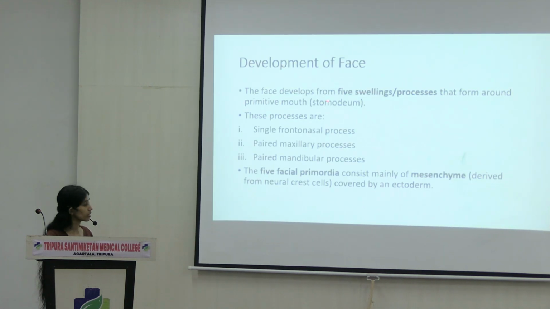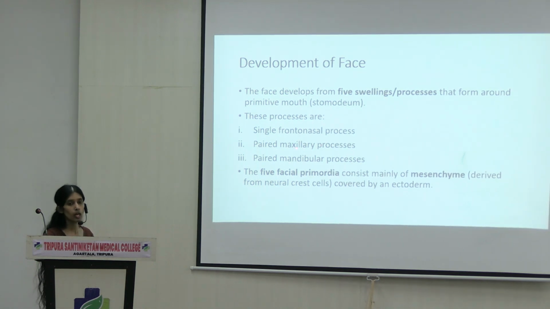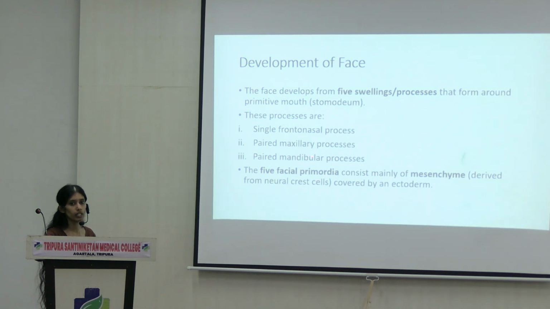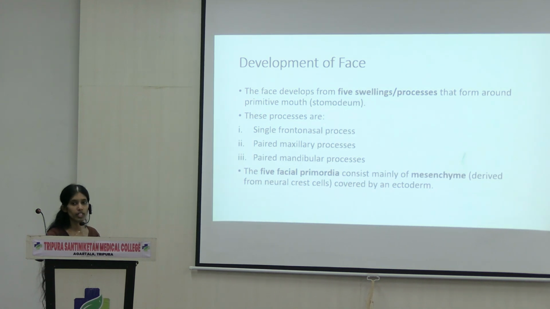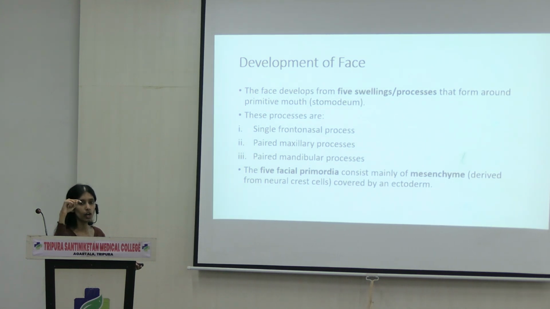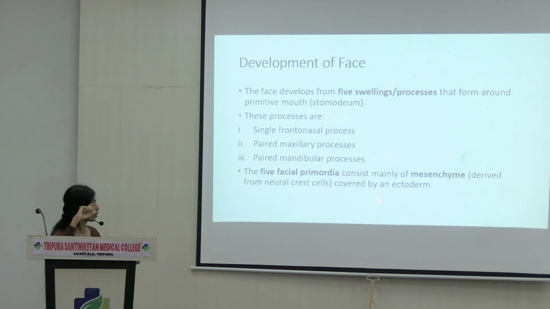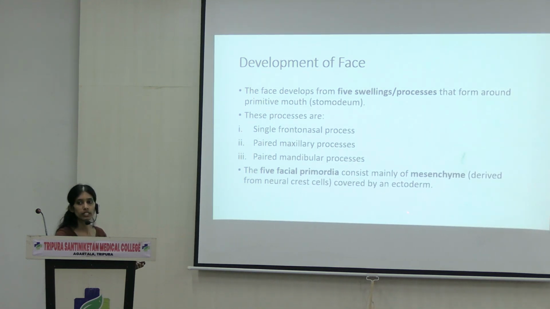Next, the development of the face is mainly formed by 5 swellings or processes, that is a single frontonasal process, paired maxillary and paired mandibular processes. The 5 facial primordia consist mainly of mesenchyme, that is derived from the neural crest cells, and it is covered by ectoderm. In the very first picture which I have drawn, there is the ectoderm. There I have shown the cranial and caudal ends. Between the cranial and caudal ends we have a neural tube. In the neural tube region we have neural crest cells also, and those cells mainly form the mesenchyme core.